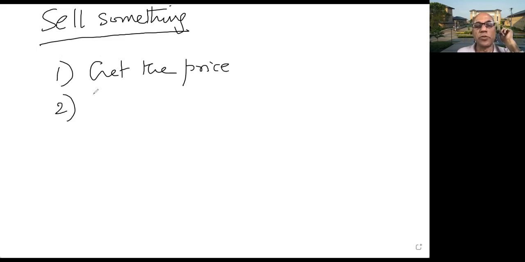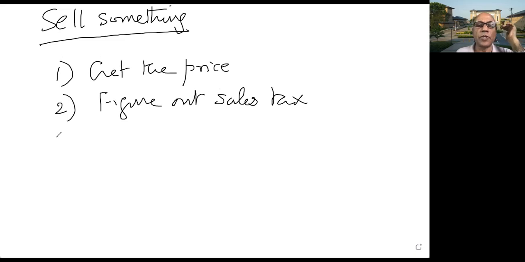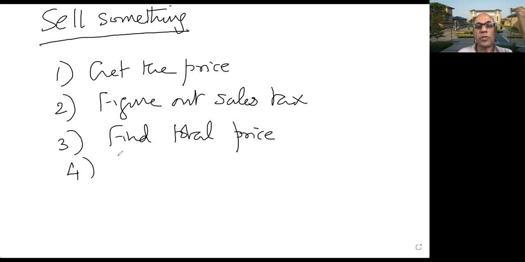Second step is to figure out sales tax. Third step is to find total price. Fourth step is to find out, let's assume once you say it costs you $200, you tell the customer you have to pay $200 to buy this, that person is going to give you some money, right?